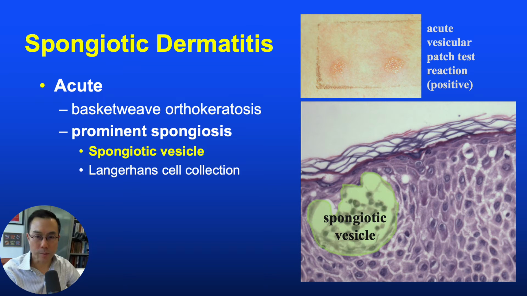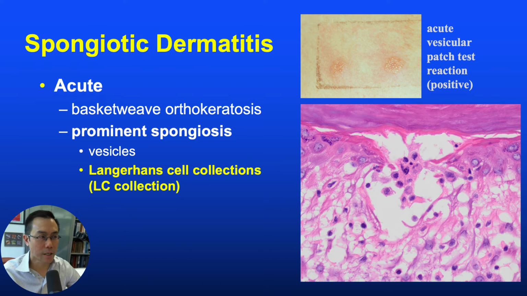Acute spongiotic dermatitis, especially those cases rising to the level of needing a biopsy, tend to have fairly prominent spongiosis, so spongiotic vesicles are common. Spongiotic vesicles typically contain any combination of a variety of inflammatory cells, but the most common are Langerhans cells. And so when Langerhans cells seem to predominate or exclusively occupy a spongiotic vesicle, we can call these Langerhans cell collections.